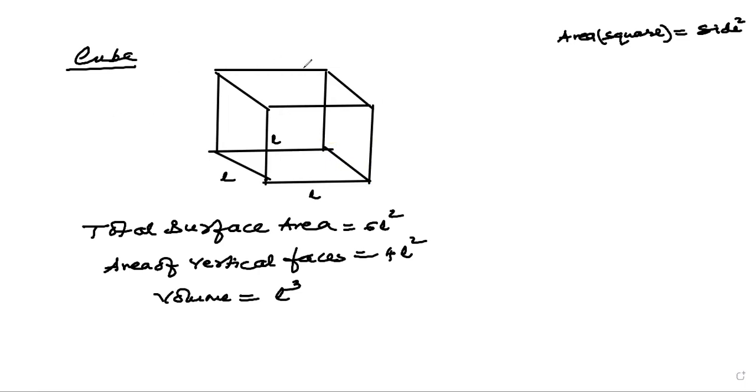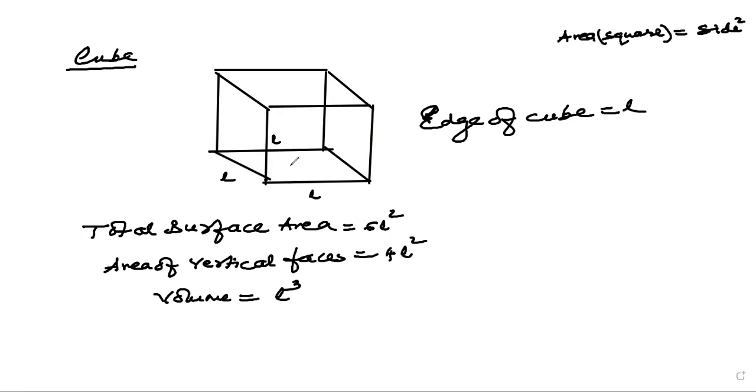Once again for the last time, when the length, breadth, and height of a cuboid are equal, then it is called a cube. Okay, you can see the length is L, breadth is L, height is L. So here we are not going to call it length, breadth, and height, but we call it edge of the cube. Edge of the cube is L.